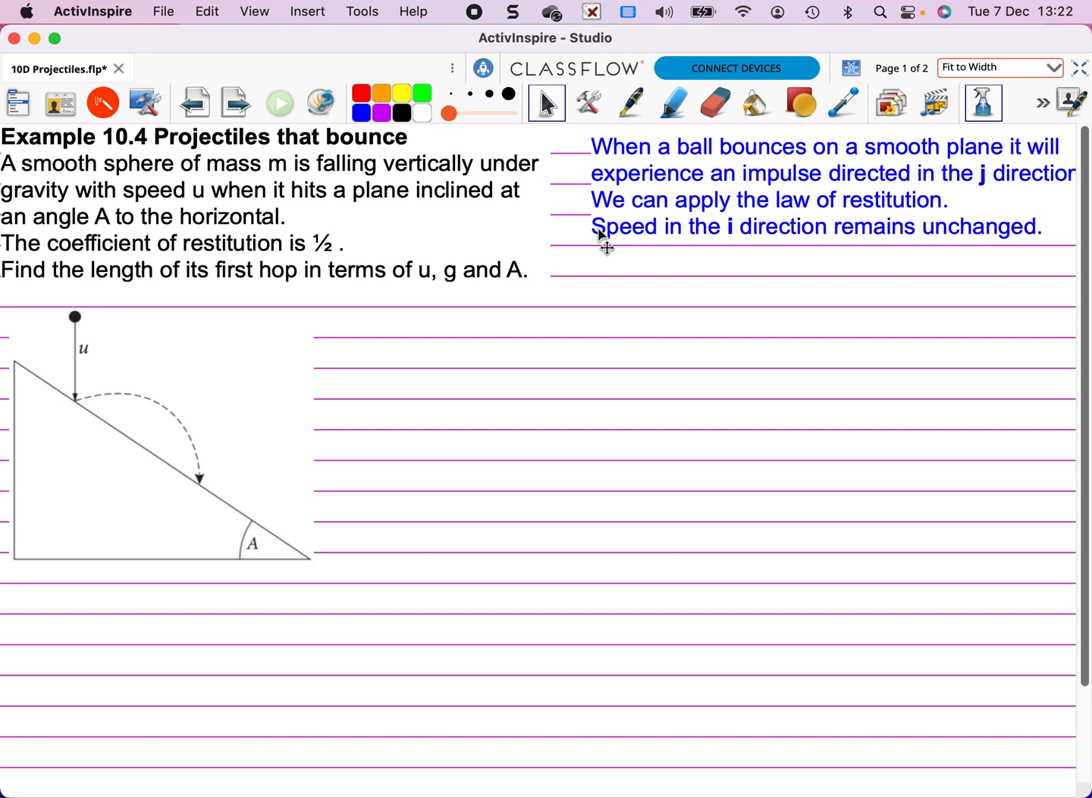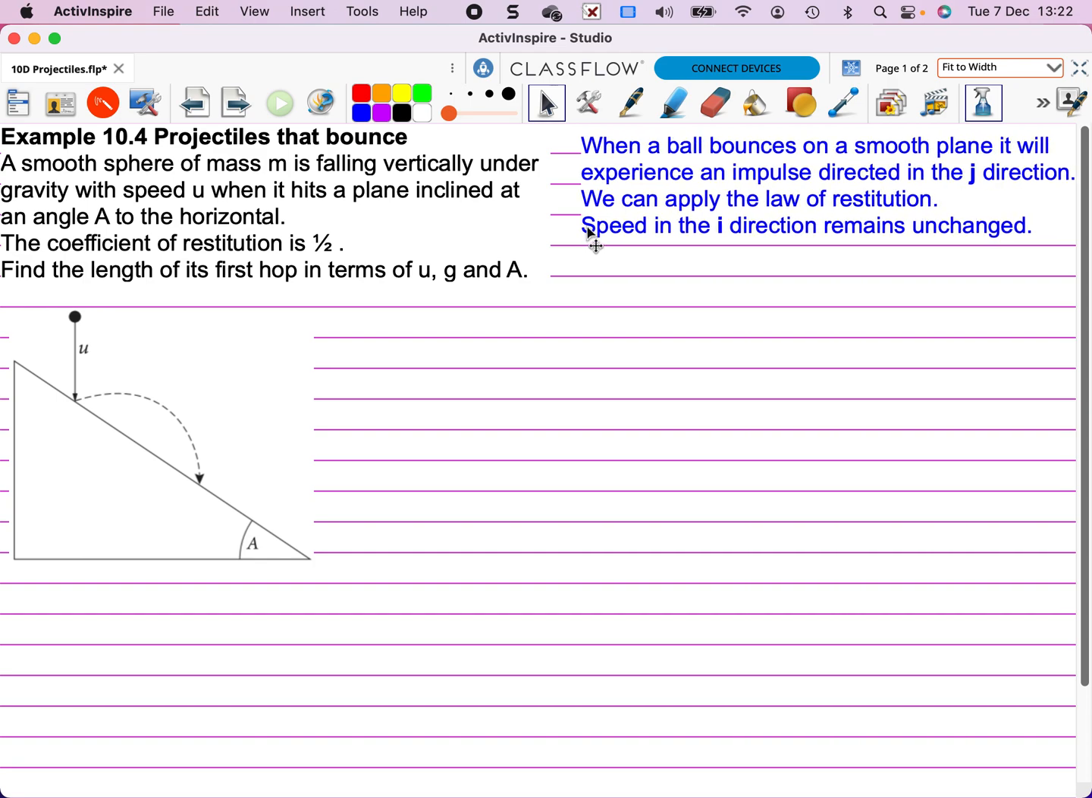Consequently, when a ball bounces on a smooth plane, it will experience an impulse directed in the J direction. And consequently, we can apply the law of restitution, and we can multiply the approach speed by E and reverse its direction. But the speed in the I direction, because there's no impulse in the I direction, will remain unchanged.